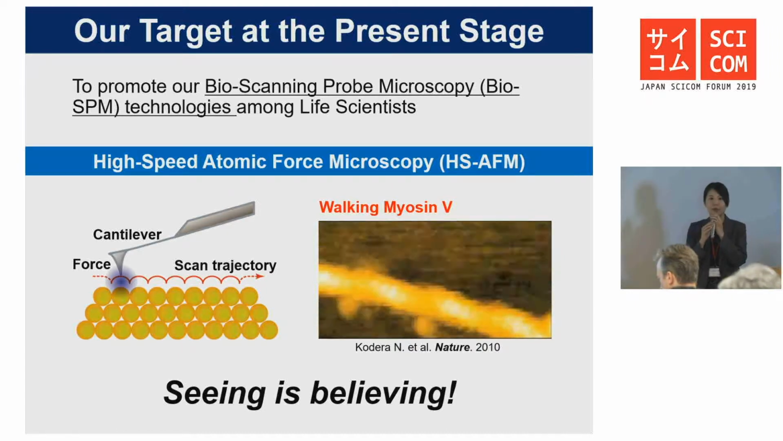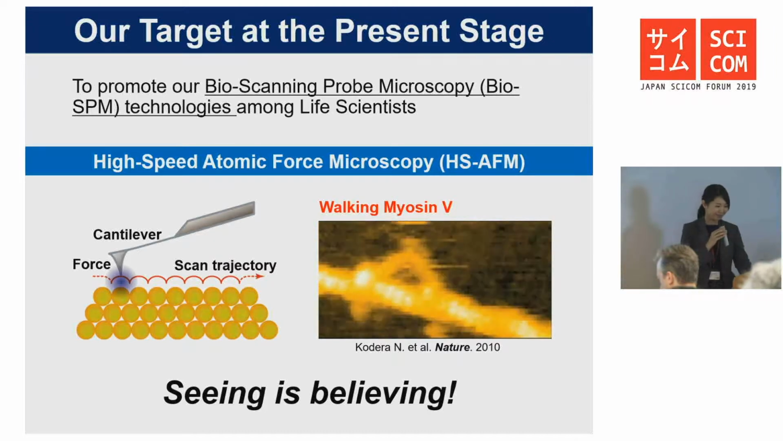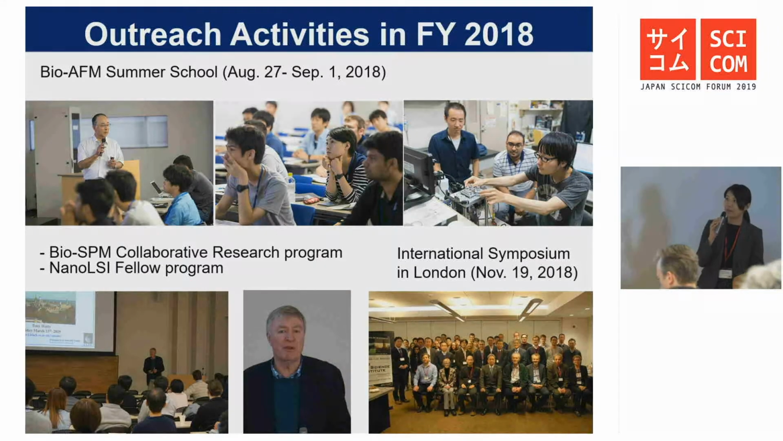So last year, we focused on reaching out to researchers. And we have 3 programs to this end: Summer School, Bio SPM Collaborative Research Program, and Fellow Program. In Summer School, we invite students and young researchers from academia and industry. And we provide them with the opportunity to use our facility to image the samples they brought. In Fellow Program, we provide them with the opportunity to use our facility for an extended period.